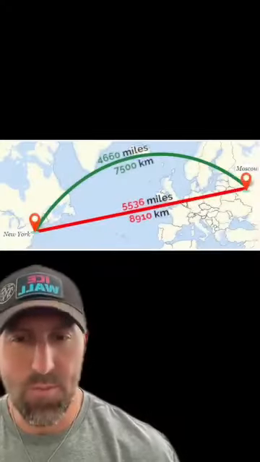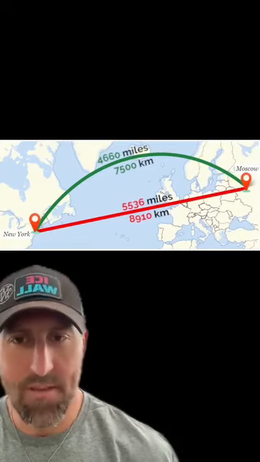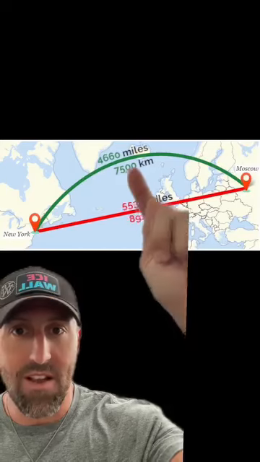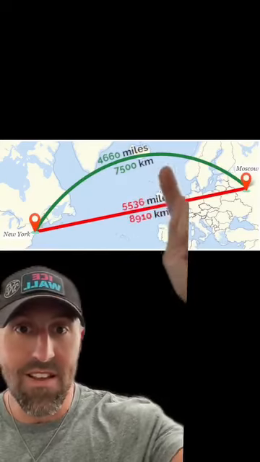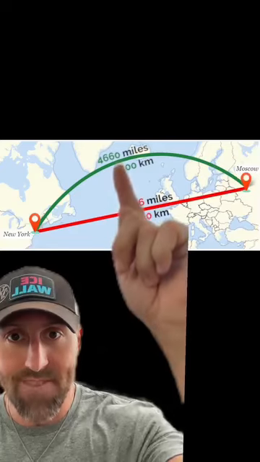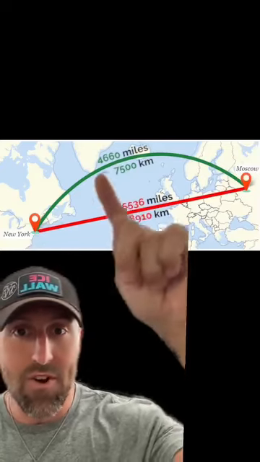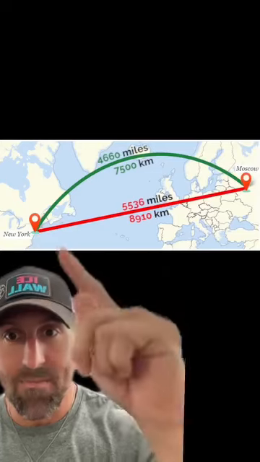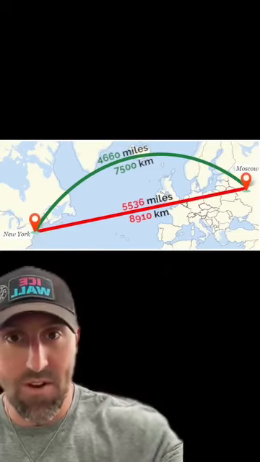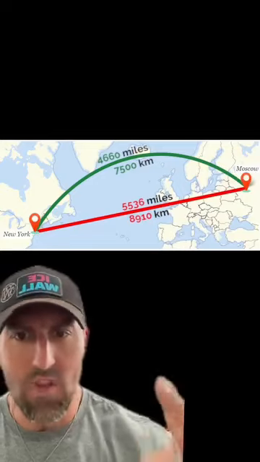Now let's look at what the flight path they show us actually looks like. So when you pull up the actual flight path, this is what it looks like. They make it so it arcs up to Greenland and then down to Moscow. And notice the distance is actually shorter on their curved line compared to this one. If you were to just go straight from New York to Moscow, why would that be longer?